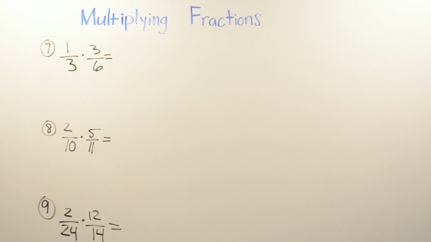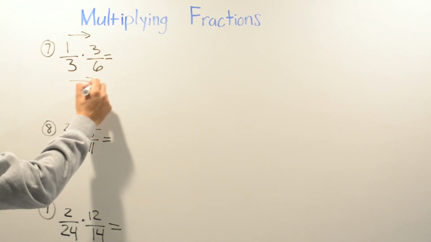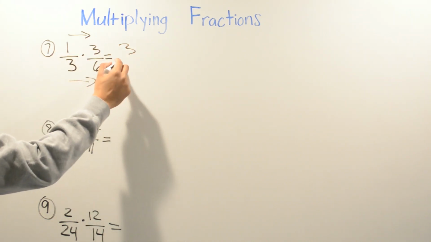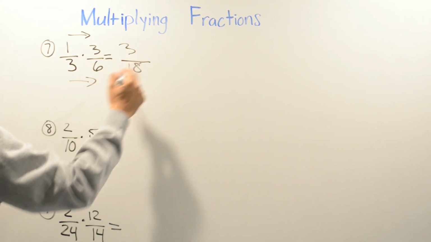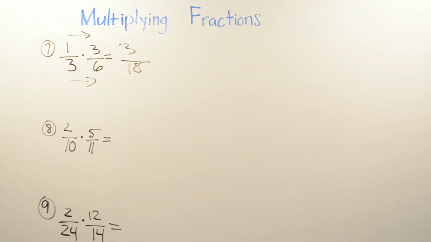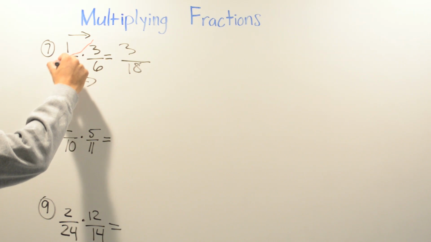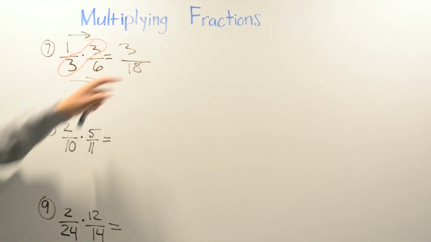On these examples, we're going to try something different. You can still go ahead and multiply straight across. 1 times 3 is 3, and then 3 times 6 is 18. And then we're going to go ahead and simplify that. But what you also can do is cross multiplication and then cross simplify. Meaning that if you can see something that you can simplify, you can go ahead and simplify it now instead of at the end.